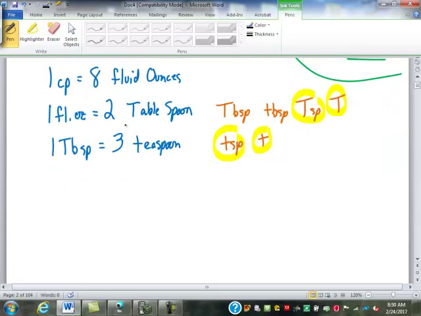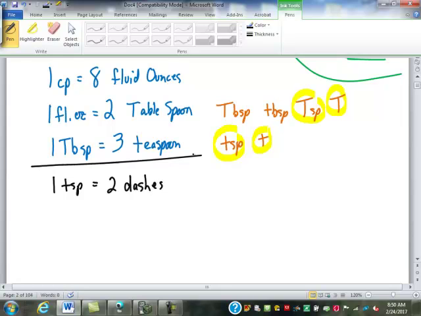Anyway, for this class, that's as small as we're going to go, but I'm going to throw a couple more out there. You don't have to write these down. The only reason I throw them out there is they're units you have heard, and a lot of people don't realize they actually are standard units. Smaller than a teaspoon, 1 teaspoon is 2 dashes.